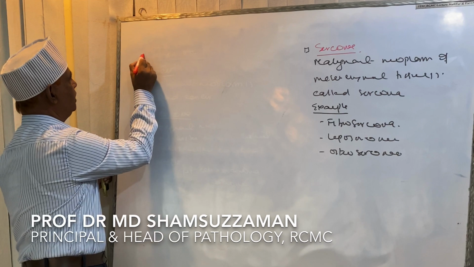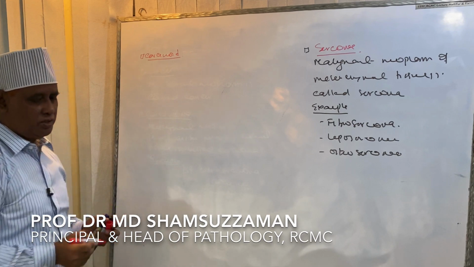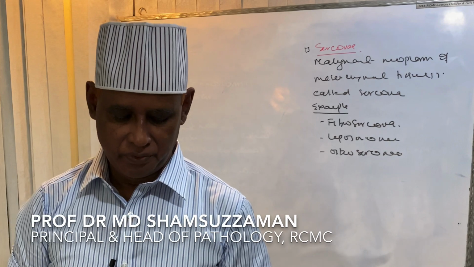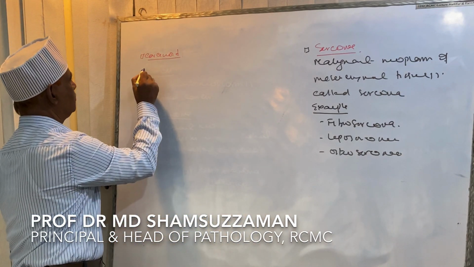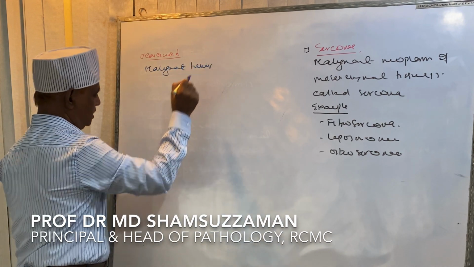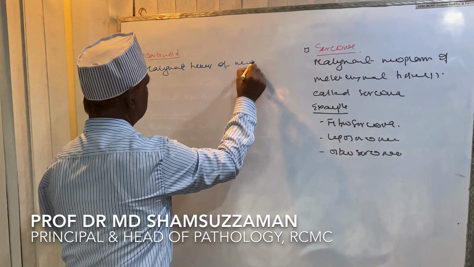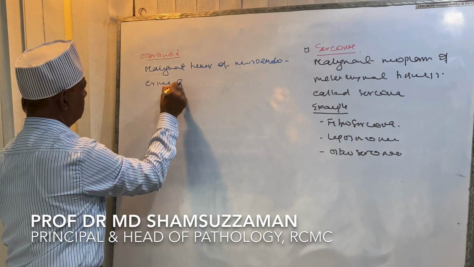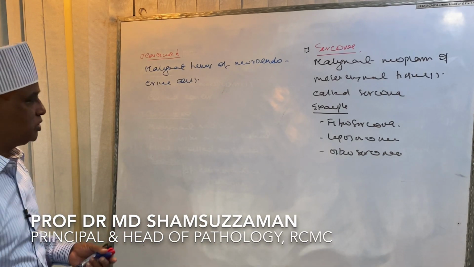Now come to carcinoid. Carcinoid is a malignant tumor of neuroendocrine cells, that is, a malignant tumor of the Apud cell system. It is a cancer or malignant tumor of neuroendocrine cells. That is, this is the malignant neoplasm of the Apud cell system.